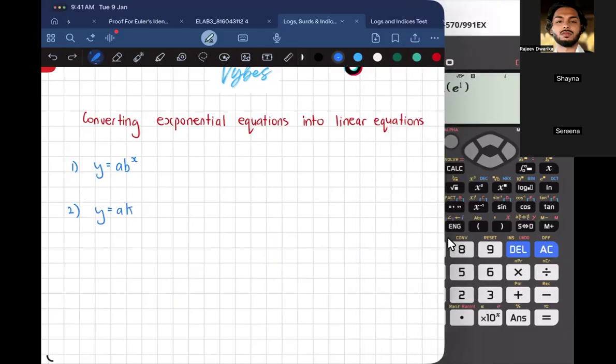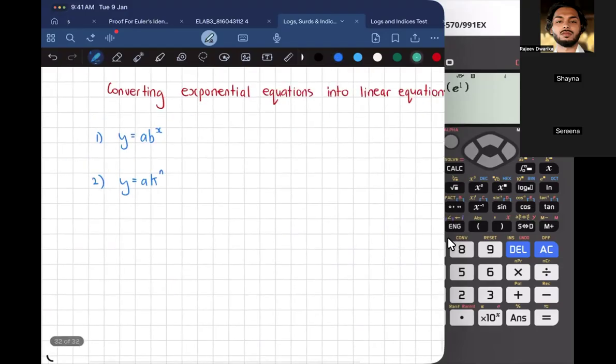Can we all agree that in either one of these, it does not look like y is equal to mx plus c? Yes, sir. Right, so I would call these exponential equations. These are examples of exponential equations, and we want to convert them into a linear form.